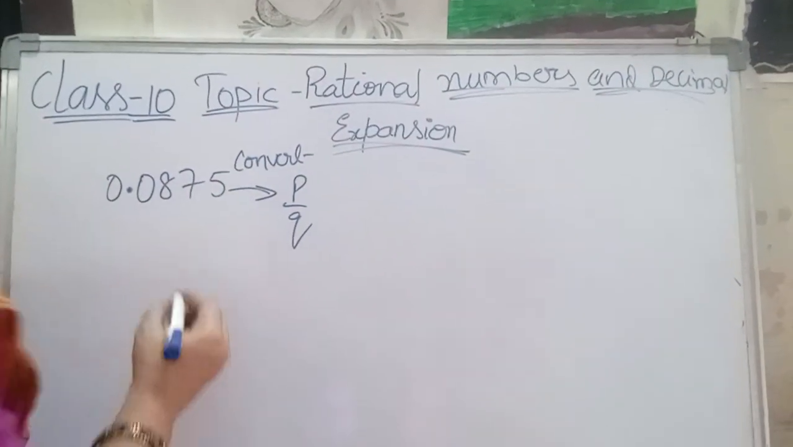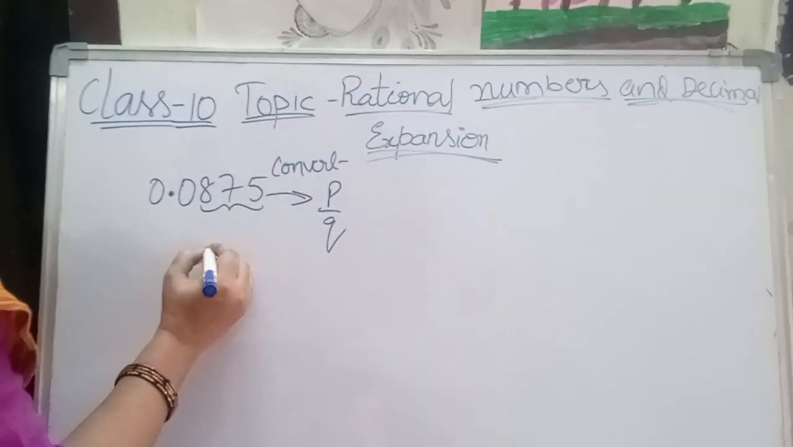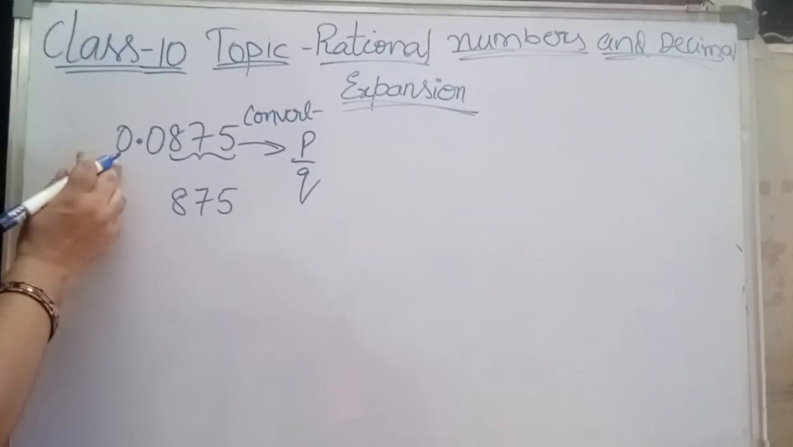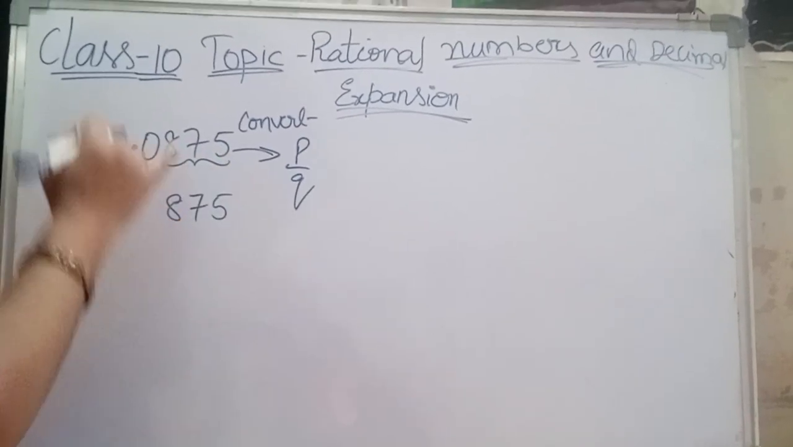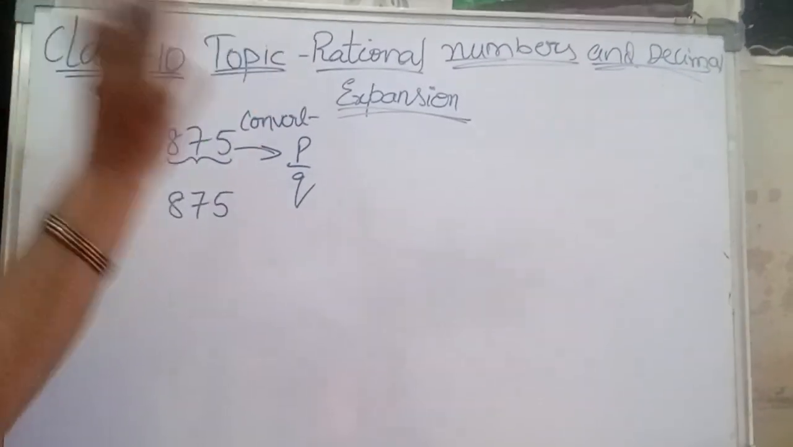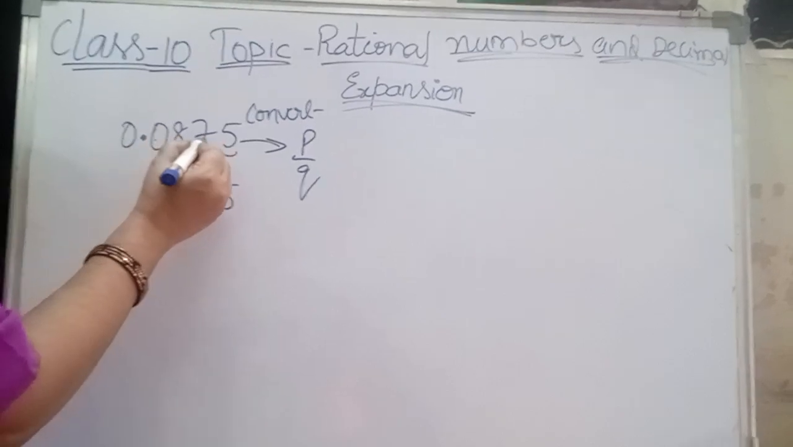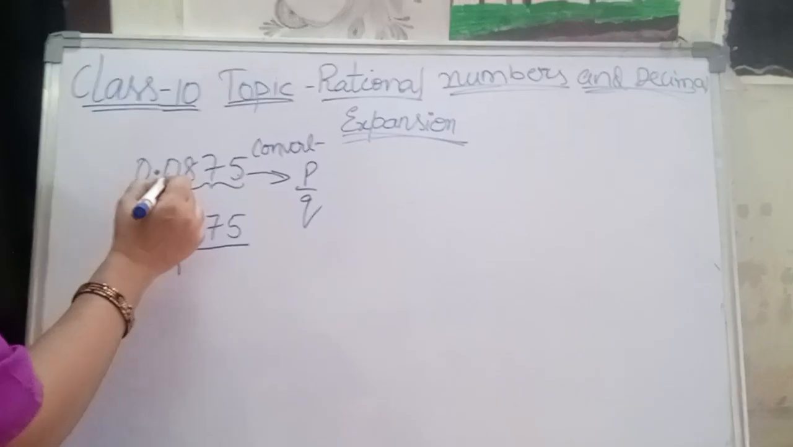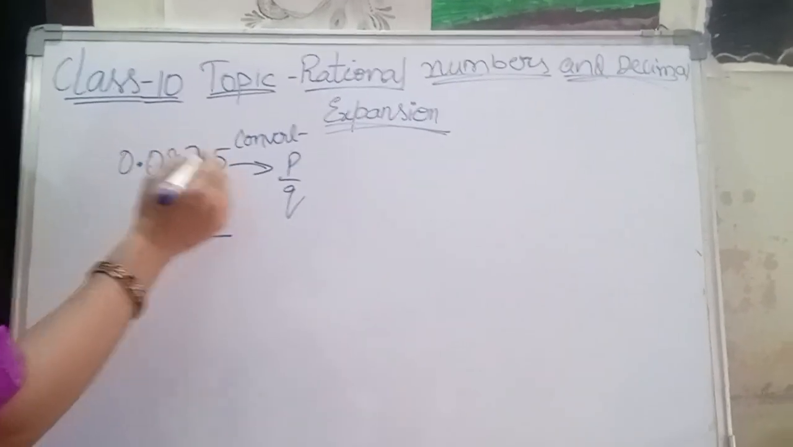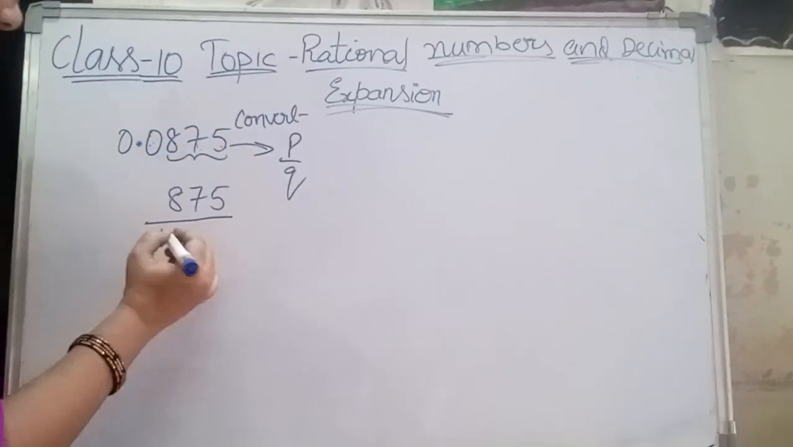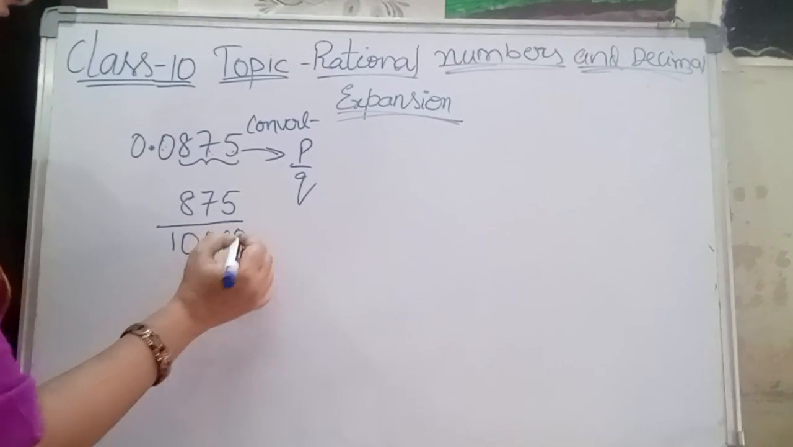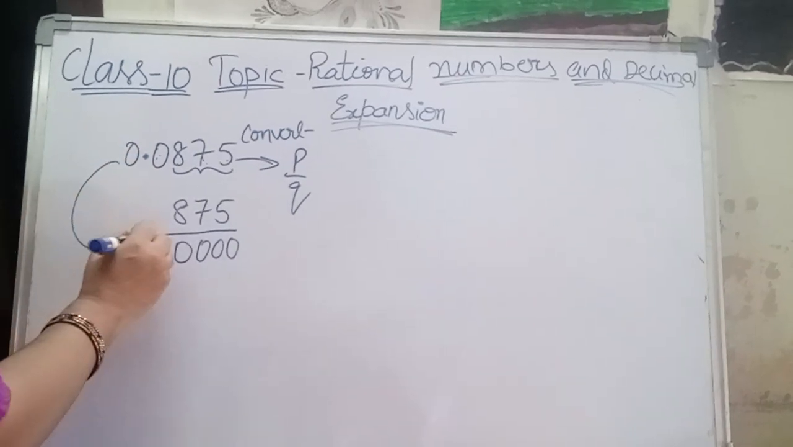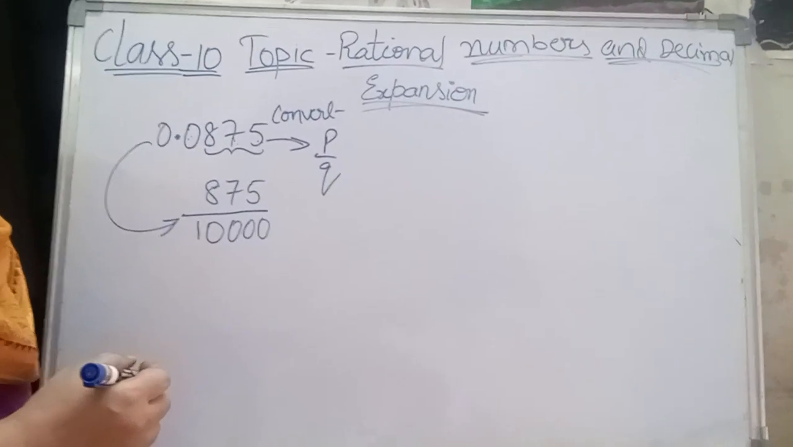How will you convert? First write the non-zero numbers, 875, right? Now count the right side, meaning after the point how many digits are there, that you have to count. 1, 2, 3, 4. So 875 by 1 is common for everything. And how many digits are there after the point? 1, 2, 3, 4. Those many zeros you must put under that. Okay, like this you can convert a decimal number to p by q form, that is rational number form.